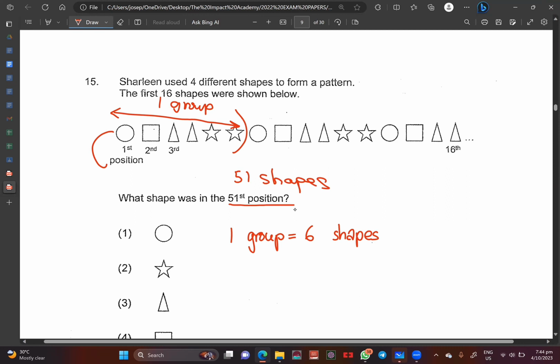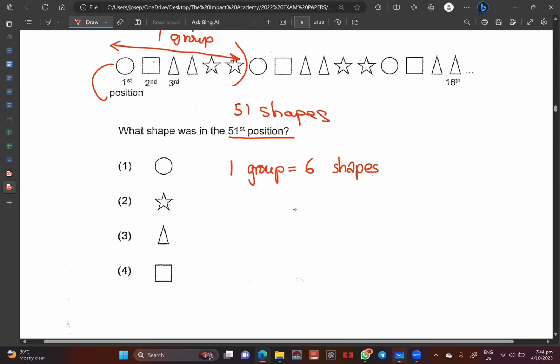But is 51 a multiple of 6? We don't know, or we know. 51 is not a multiple of 6, right? So we want to get to something that is closest to 51. What is closest to 51? 56 and 48. 48, very good. So we get to 48 shapes first. Do you understand what I'm saying?